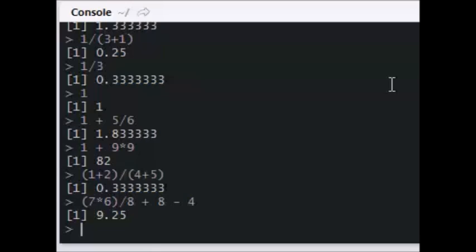And now that we've covered addition, subtraction, multiplication, division, and parentheses, we've pretty much covered all the topics of the basic arithmetic in R. So we're going to conclude the tutorial on that.